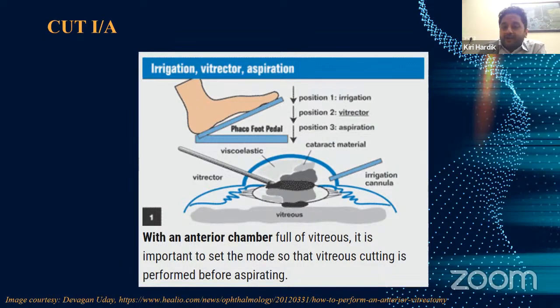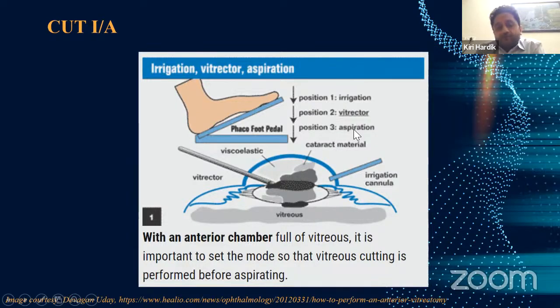So first of all, in cut IA mode, we all know that there are 3 foot pedal positions. The first foot pedal position during this mode is irrigation. Once you press further and go into foot pedal position 2, your cutter will start. So it is irrigation plus cutter. And when you press the foot pedal fully, then the aspiration will also start. So in foot pedal position 3, there is irrigation, cutting plus aspiration.